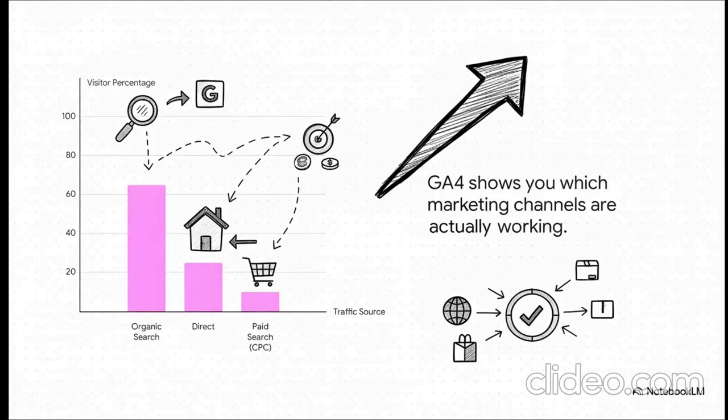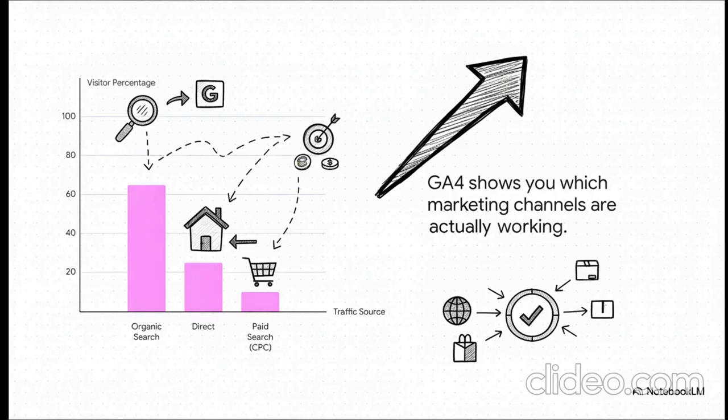GA4 answers this beautifully with what it calls acquisition reports. So in these reports, you'll see your traffic all broken down. Organic search, that's just people finding you on Google. Direct, that's for folks who already know you and type your website address right into their browser. And paid search is, you guessed it, traffic from your ads.